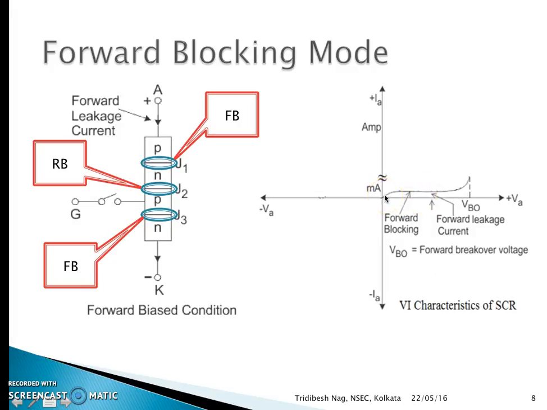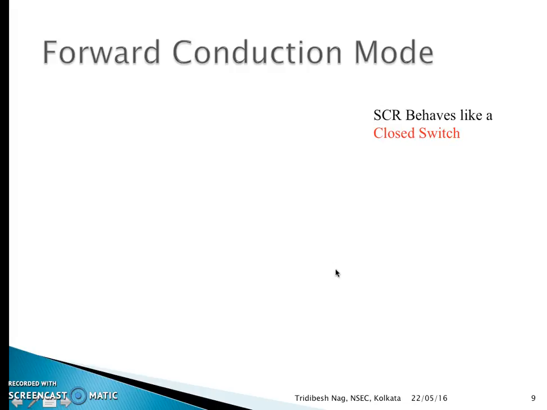Now while increasing the voltage, if we reach a certain critical value which is called the forward breakover voltage, the SCR will be turned on, or will shift from the forward blocking mode to the forward conduction mode. So this part from 0 voltage till the forward breakover voltage is called the forward blocking mode. Now next we are moving to the forward conduction mode.